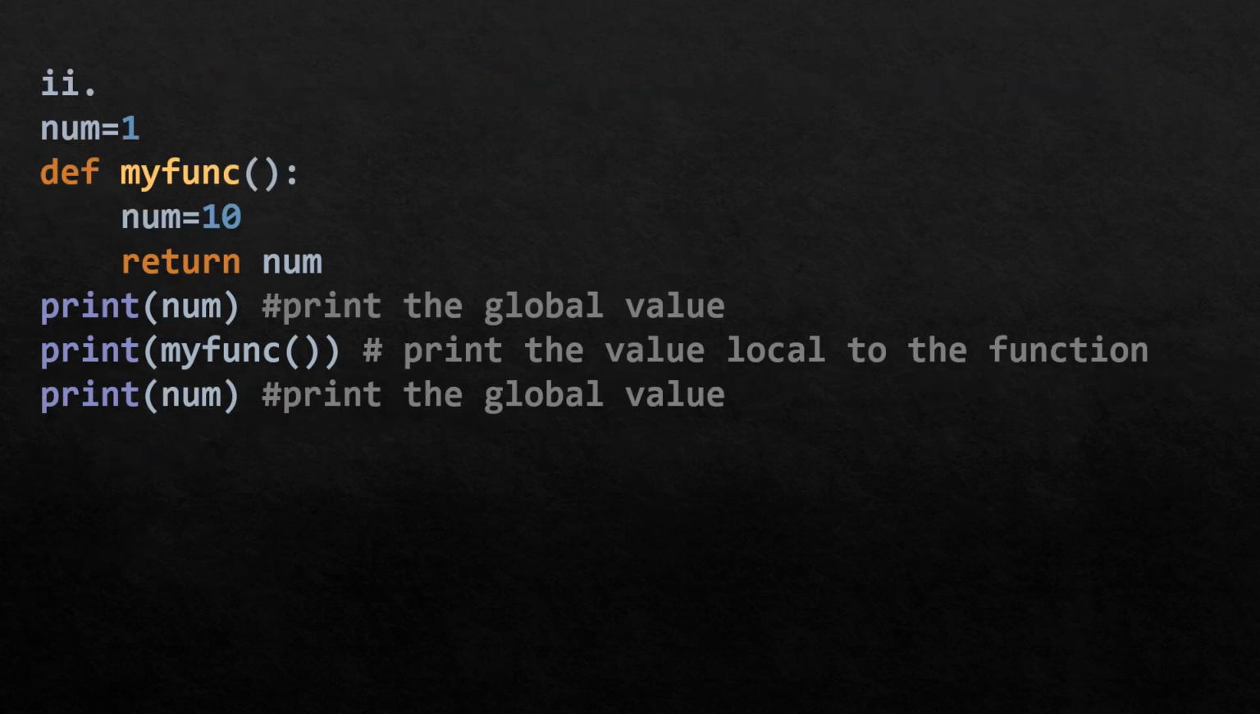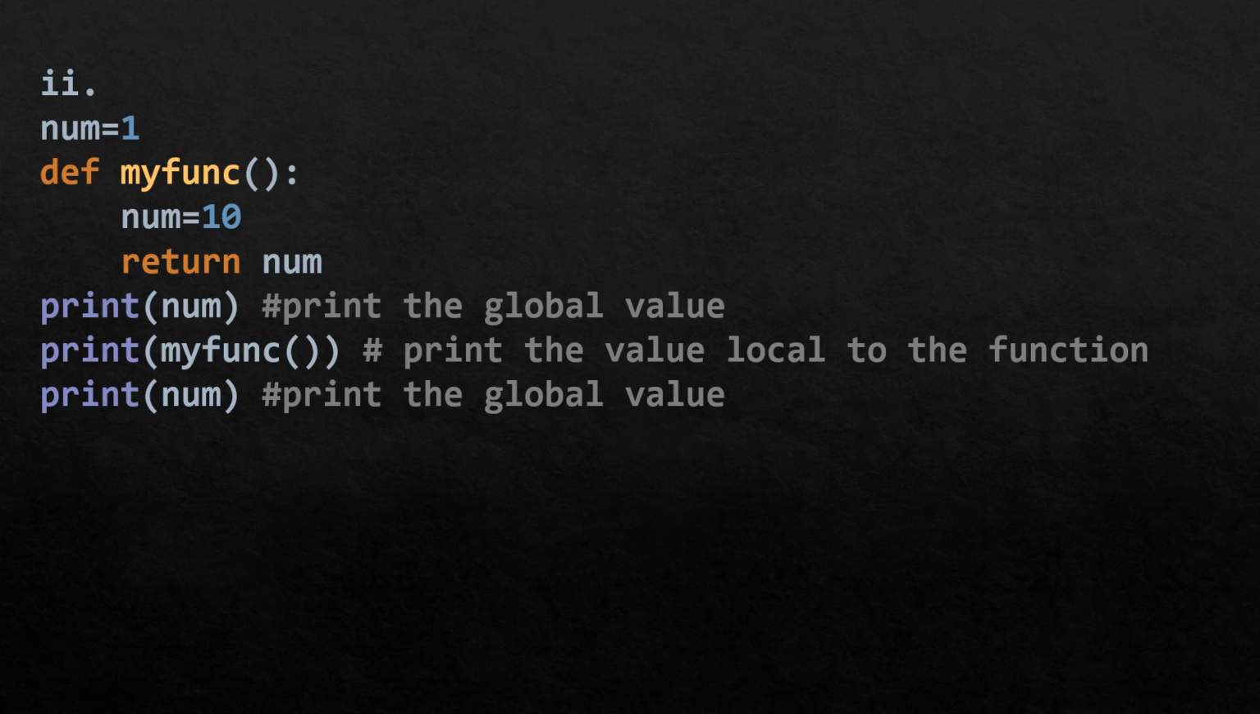Now here the same program is a little bit modified. Here num is a global variable initialized with 1 and another function is defined, my function, where a new value 10 is assigned to the same variable num. So when this function is called, the value of num will be 10. And finally when it is printing num again, it will print the global value.